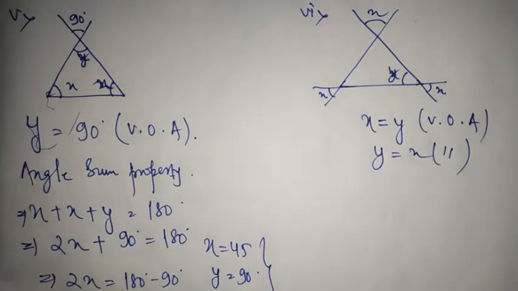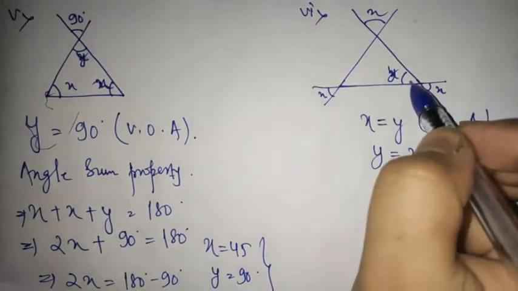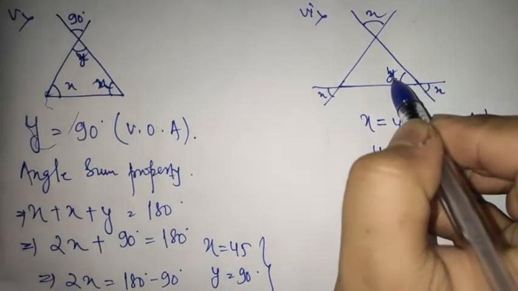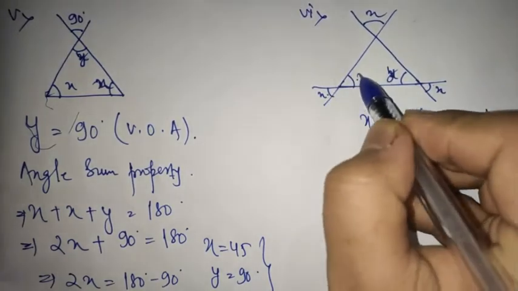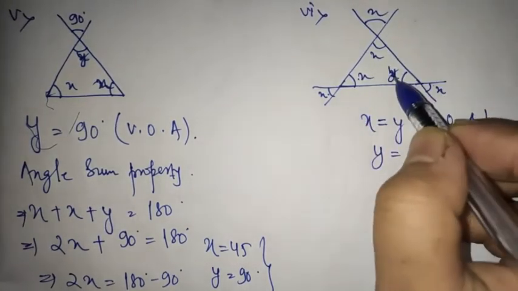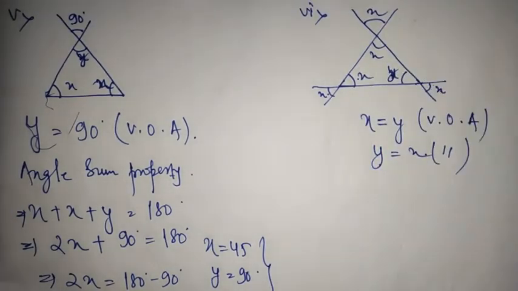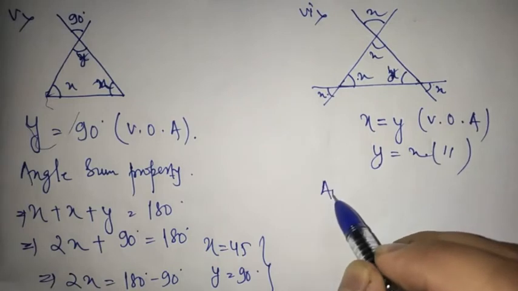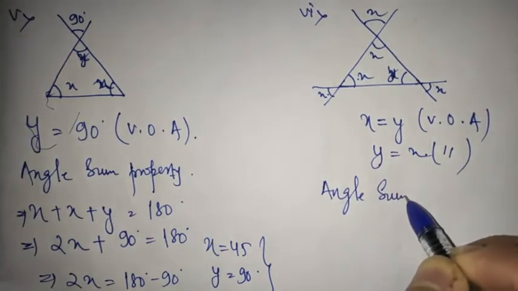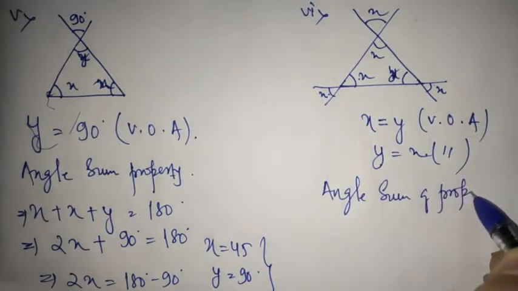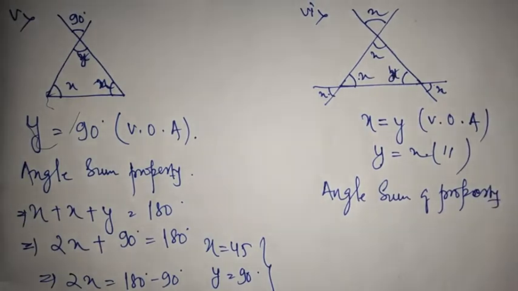Alright, so now, okay, if this is x, then of course this is also x, this is also x. Now you have just now written y is equal to x, so you can easily find the value of x. Using the angle sum property. I hope you understood. Let me repeat this again. Many of the students may not have understood this.